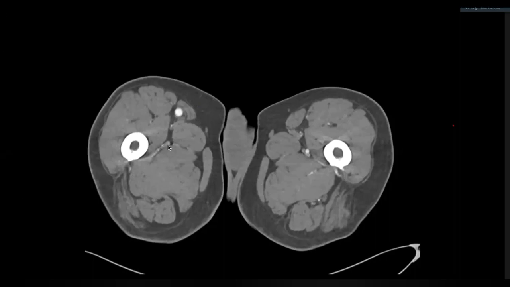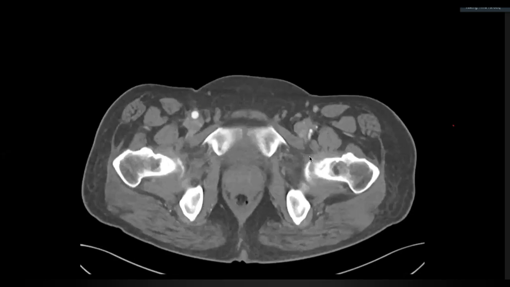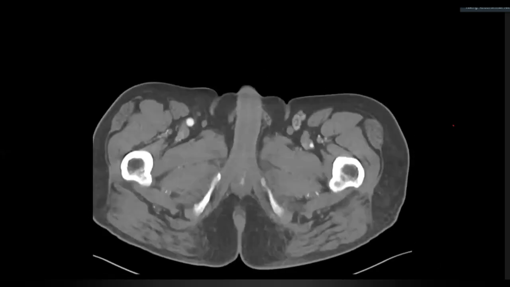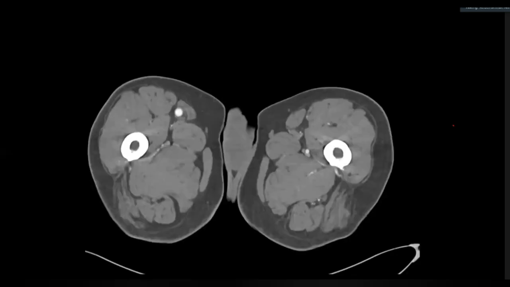So you can see it here, right? You can see the artery here, right? So what is this artery called? The common femoral artery divides into what? So profunda femoral and superficial femoral. So which one is this one then? I'll go up. This is not deep, so this is superficial, right? Yes, sir. This is the superficial femoral artery.